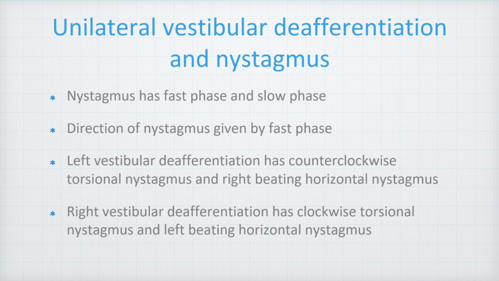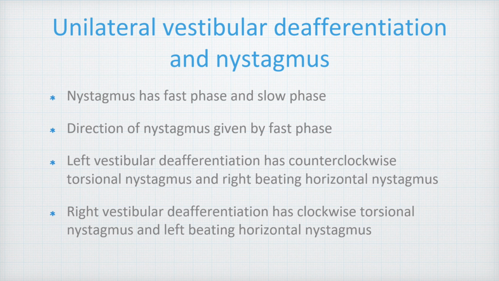Now let's look at unilateral vestibular deafferentiation and nystagmus. Now it's a big word. What does it mean? That the afferent supply, or the afferent inputs, the incoming signals to the vestibular system of one side, has been completely shut. What kind of nystagmus will we see?